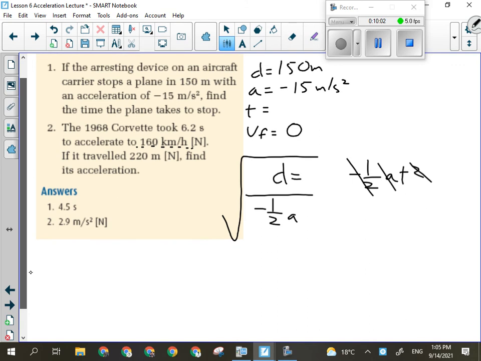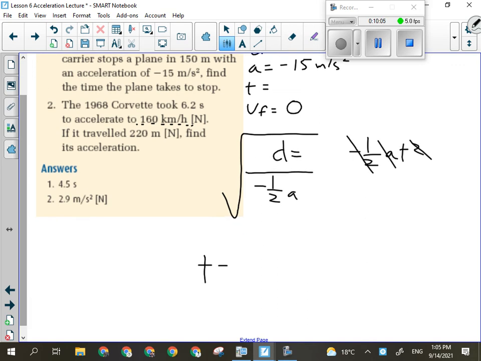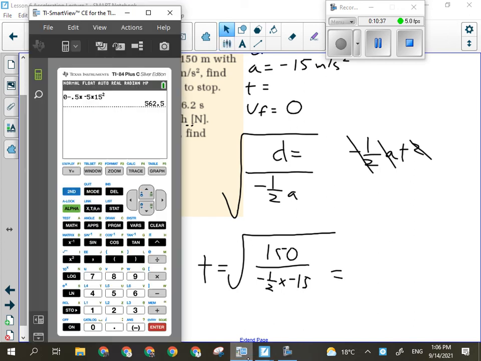All right, so now I've got my formula. All I have to do is plug in my numbers. So T will equal the square root of 150 divided by negative 1/2 times negative 15. And here's where the signage is important. If you don't carry those signs over and you plug that into your calculator, it'll have a conniption fit. It will say you can't do that, because you can't take the square root of a negative number. Having the negative 1/2 and the negative 15 will make that come out positive, and then my calculator will be happier with me and will actually work.